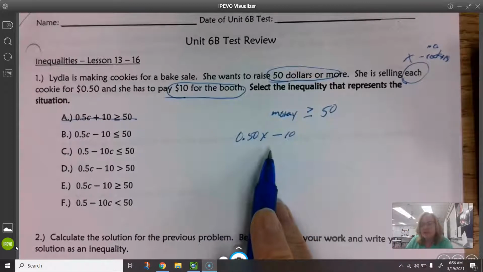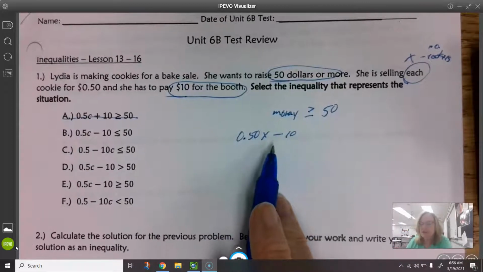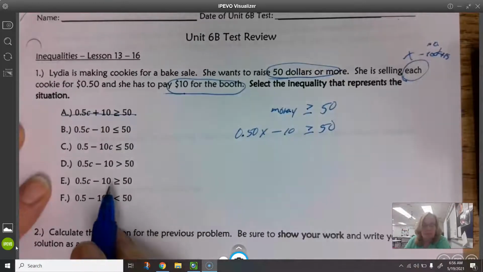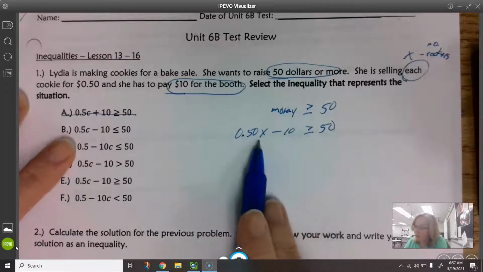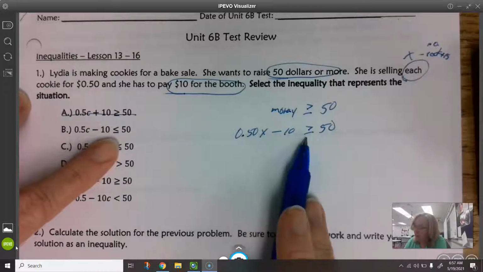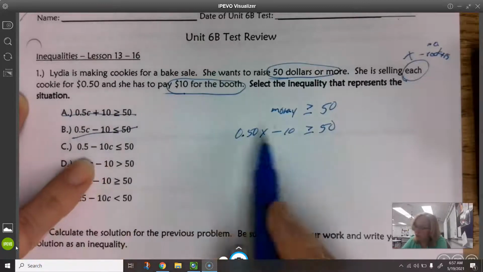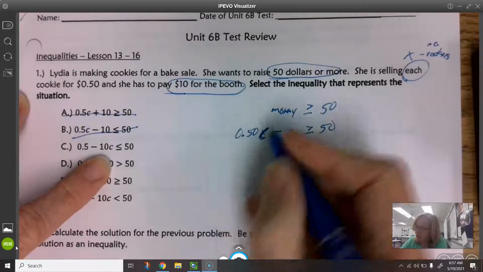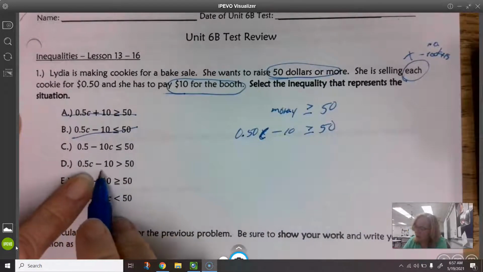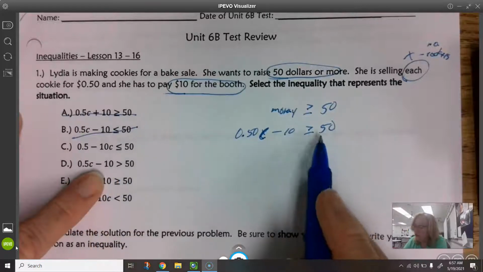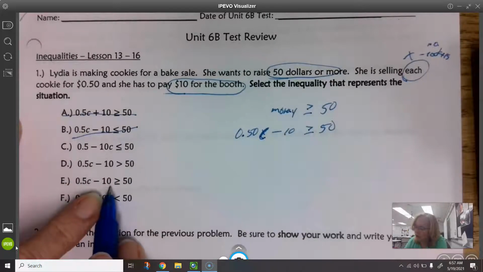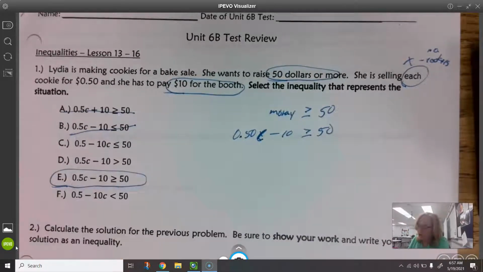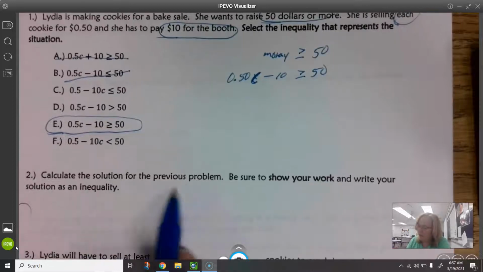Now, for number one, we just have to match it. Let's see. 0.5 minus 10, less than, nope, doesn't work. 0.5 minus 10C, nope. They want a C. Okay, 0.5C minus 10 is greater... no, because we want to have $50 or more. 0.50C minus 10, greater than or equal to 50. Yep, there we go. It's E. Awesome job.